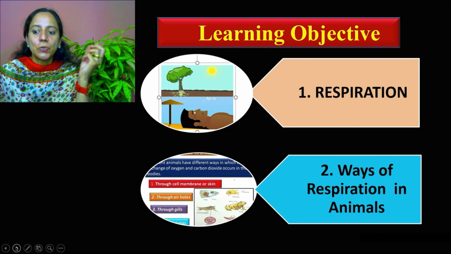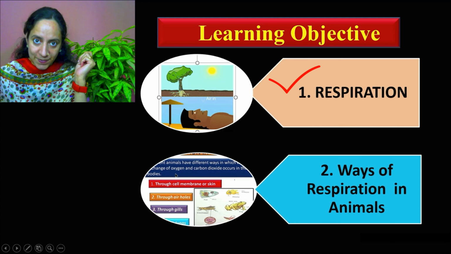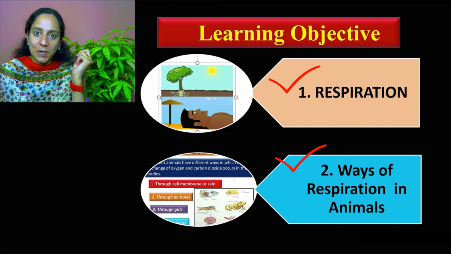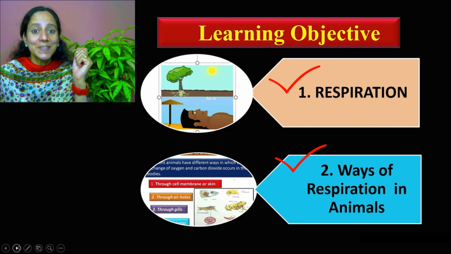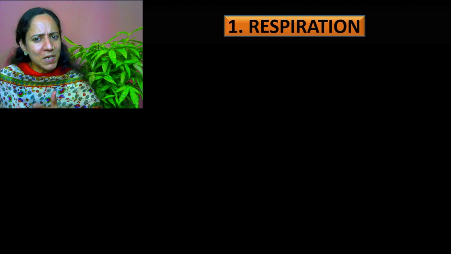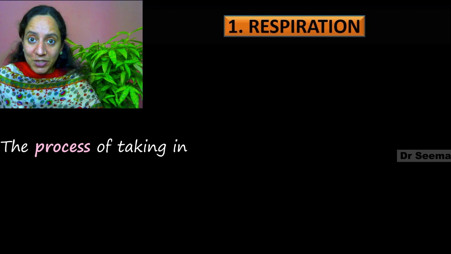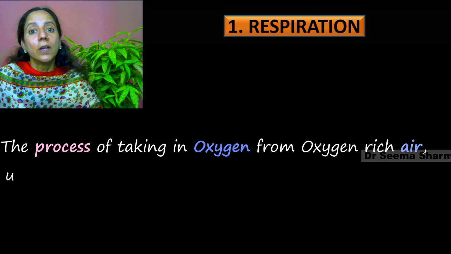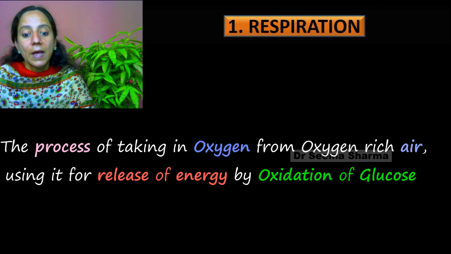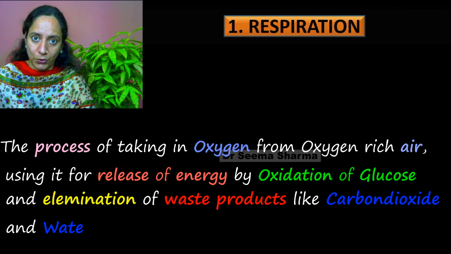After watching this video, 2 things should be crystal clear to my viewers. First, what is respiration? Second, what are various ways and means of respiration in case of animals? We are starting with objective number 1, respiration. What is the meaning of respiration? Respiration is the process of taking in oxygen from oxygen-rich air, using it for release of energy by oxidation of glucose and elimination of waste products like carbon dioxide and water.